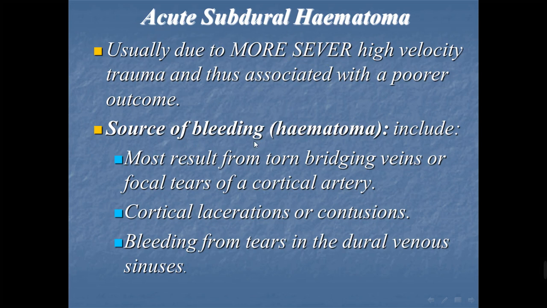The sources of bleeding of the hematoma: most result from torn bridging veins or focal tears of cortical arteries. This is number one. Cortical lacerations or contusions. And lastly, bleeding from tears in the dural venous sinus, from inside. Injury from outside the dural sinus will result in extradural hematoma, but if it bleeds inside, this results in subdural hematoma. So these are the sources of bleeding in acute subdural hematoma.